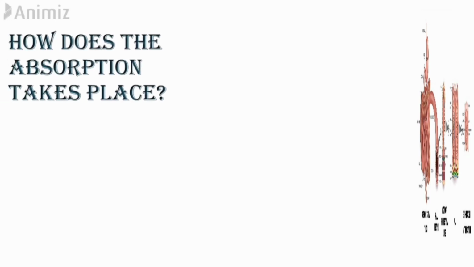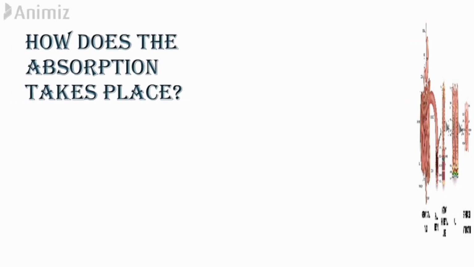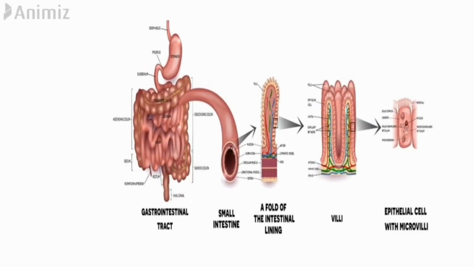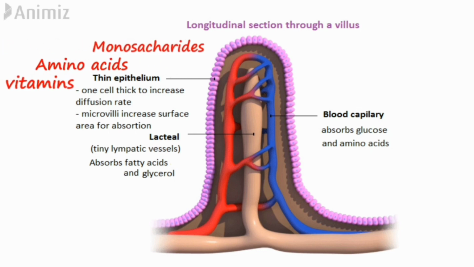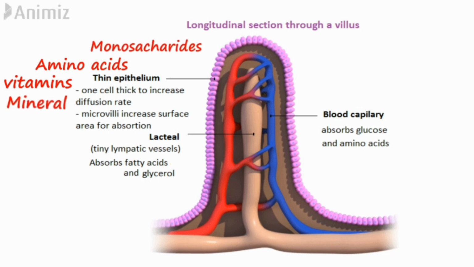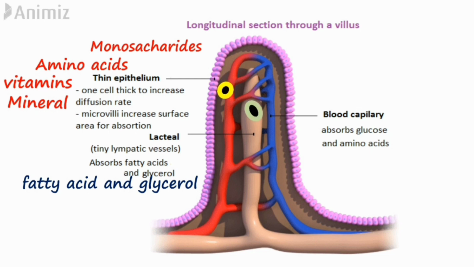How does absorption take place? The digestive end products such as amino acids, monosaccharides, vitamins and minerals are transported into the epithelial cells of the villi, but the fatty acids and glycerol are transported to the lacteal. Then these digested end products enter the capillaries of the villi, and then they are transported to the bloodstream. Then the undigested molecules enter the large intestine.